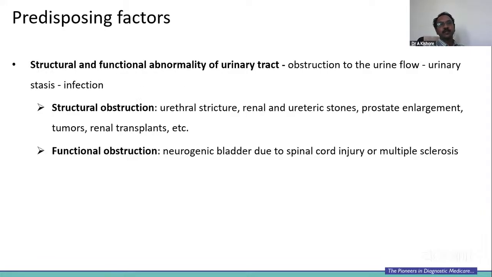Apart from these, there are structural abnormalities, where you see structural obstruction, and also functional abnormalities in the urinary tract, mainly a neurogenic bladder due to spinal cord injury or multiple sclerosis. The structural abnormalities might be urethral stricture, renal and ureteric stones, even prostate enlargement in aged people, sometimes tumors, and renal transplants also.